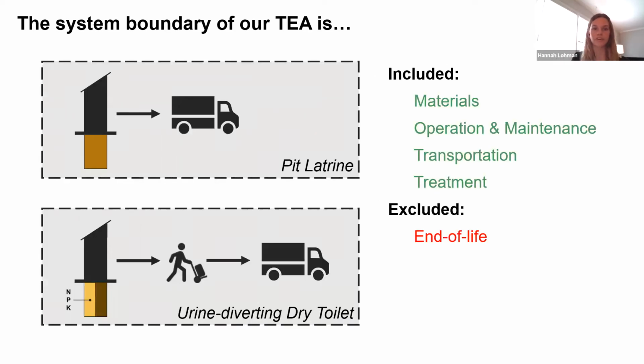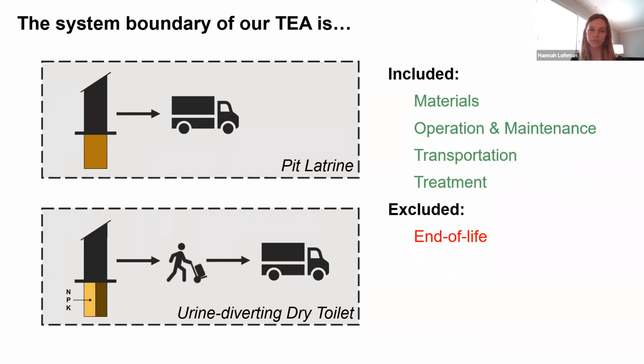And then the system boundary of our TEA. So for each system, we will be including the materials to build the system, operation and maintenance of the system, transportation to a treatment facility. And so for the pit latrine, it will be transporting the latrine contents via truck to a centralized treatment plant. And the urine diverting dry toilet system will use hand carts to collect the storage tanks below the toilet and take them to a more centralized location for trucks to pick up and then take to the treatment plant.